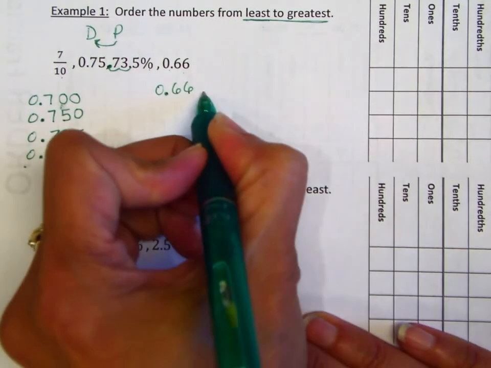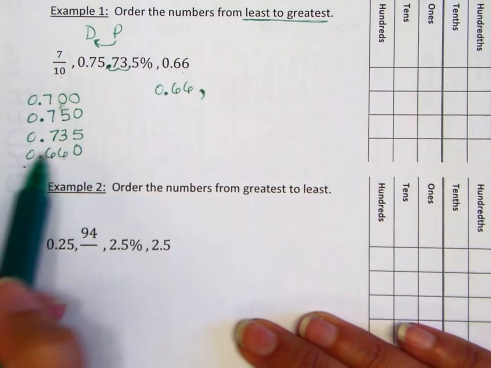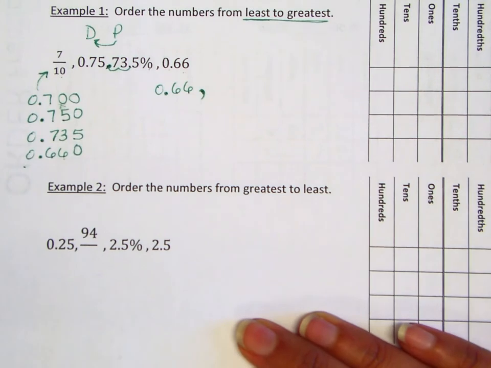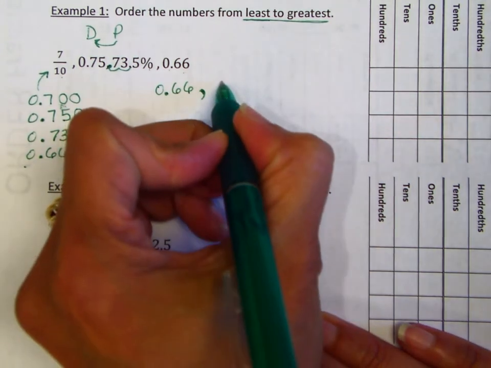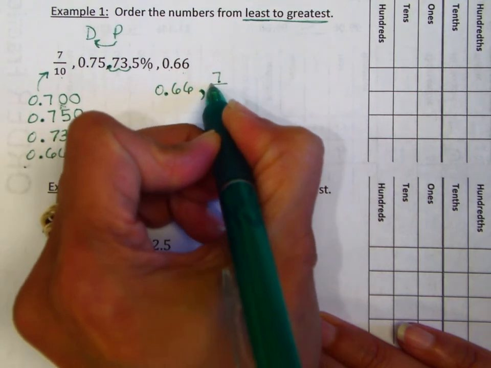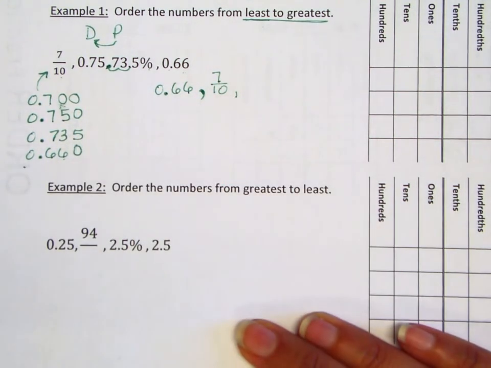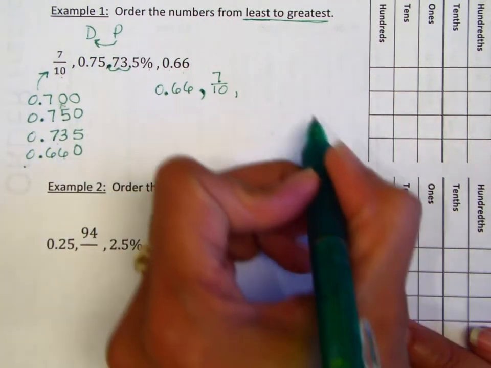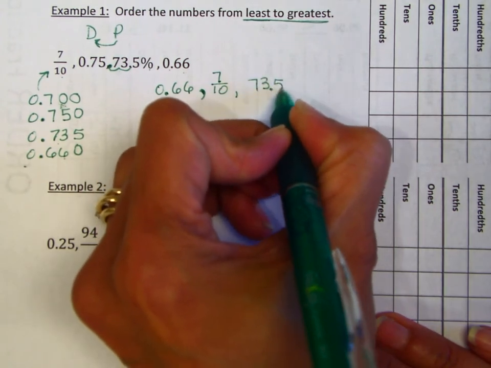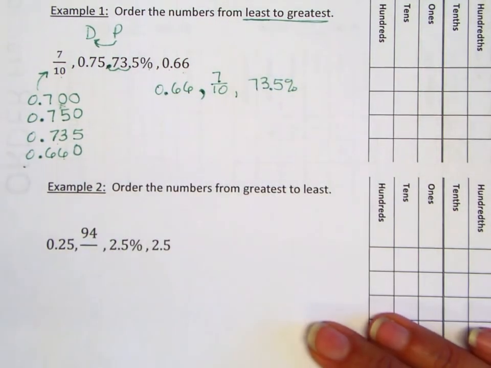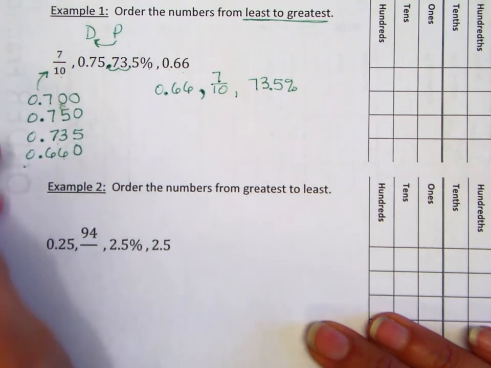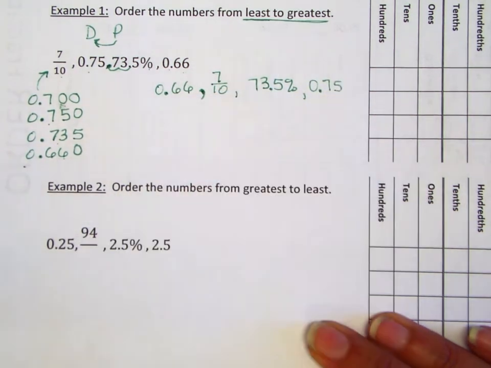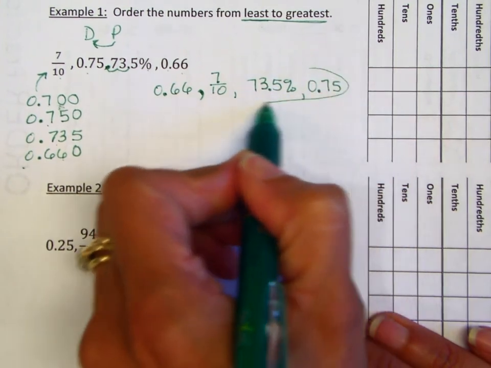0.66. The next number will be 0.700. Remember, 0.7 was 7/10. So we'll write 7/10 as our next number. Then comes 0.735, which was actually a converted number. And then we have the last one, which is 0.75. So that's in order from least to greatest. That would be your answer.